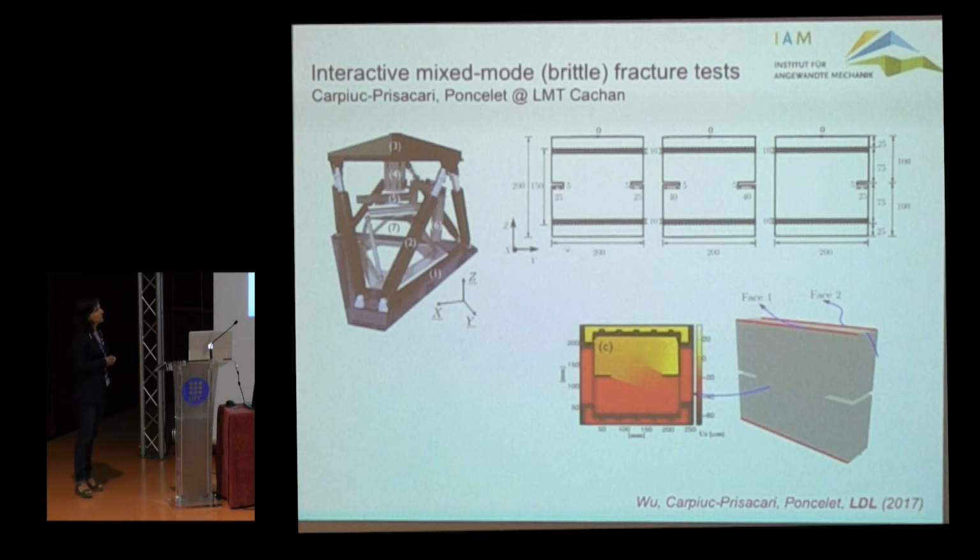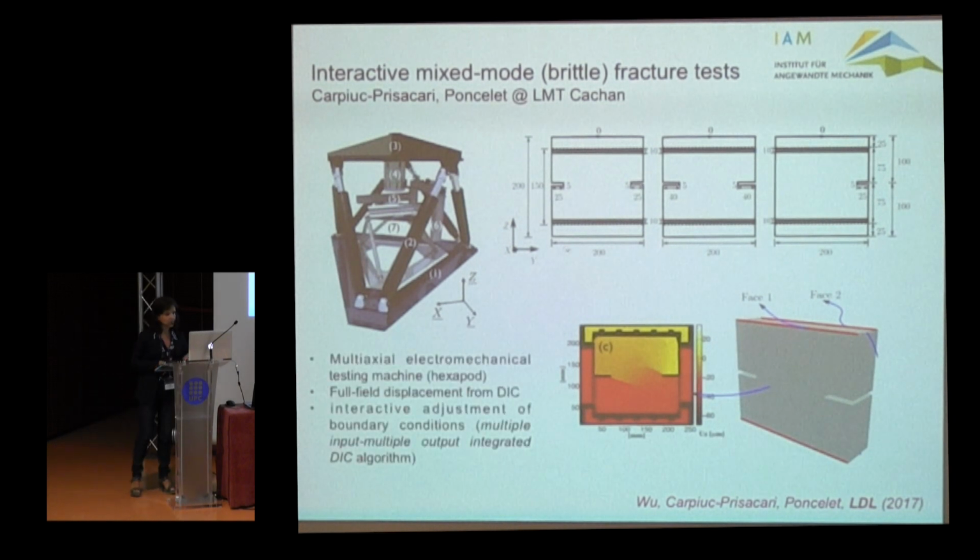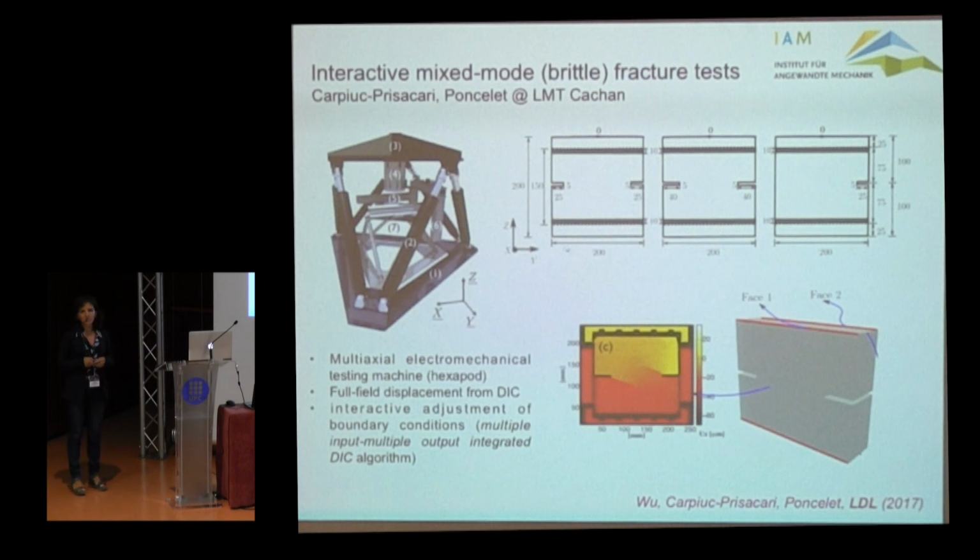Here I'm talking about brittle fracture. These are experiments done on cement mortar. These experiments were performed at LMT Cachan by Andrea Carpiuc-Prisacari for her PhD thesis, supervised by Martin Poncelet. And these are very unique experiments in a way because of different reasons. First of all, they were performed with a hexapod, a multi-axial testing machine that has 6 degrees of freedom, so it can apply very complicated loading histories.